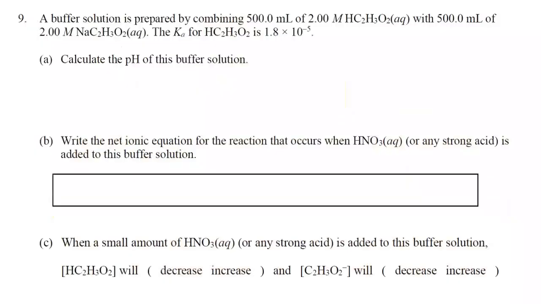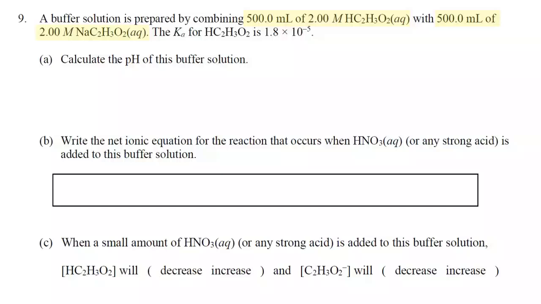All right, now we come to question 9 in the packet. Question 9 says the following. A buffer solution is prepared by combining 500.0 milliliters of 2.00 molar acetic acid with 500.0 milliliters of 2.00 molar sodium acetate. And the Ka for acetic acid is 1.8 times 10 to the negative 5. So we know that volume times molarity equals moles. And for these two solutions that are being combined, we have the same volume and the same concentration.